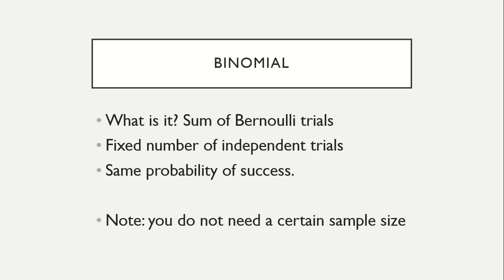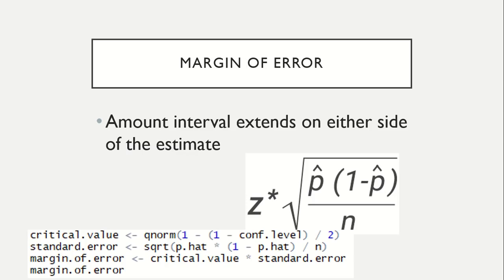So a binomial is a sum of Bernoulli trials, and here are the conditions: fixed number of independent trials, same probability of success, and I would like to note you do not need a certain sample size for this. The margin of error is an amount the interval extends on either side of the estimate.